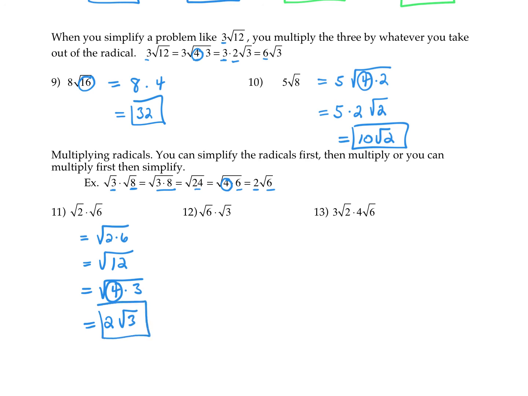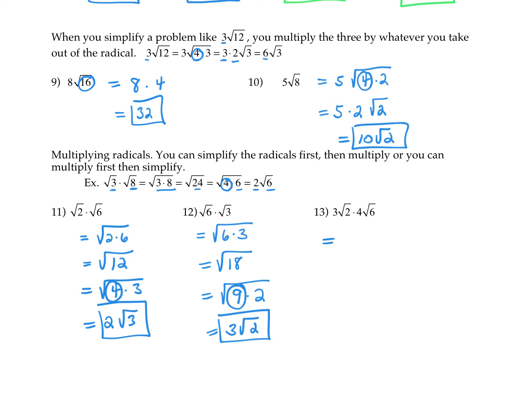All right, 2 more. Number 12, we have the square root of 6 times the square root of 3. You can think of it as the square root of 6 times 3, which is 18. Now, 18 is not evenly divisible by 4, but it is evenly divisible by the next perfect square on our list, which is 9. So 9 times 2 is 18. Take the square root of that 9 to get 3, and we're left with a 2 inside the radical.